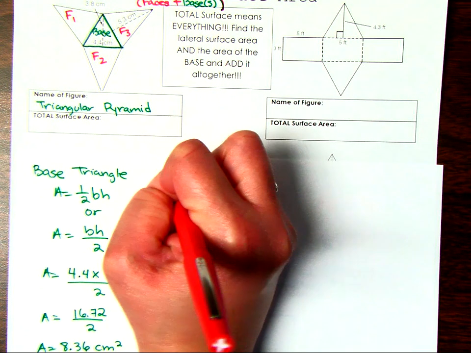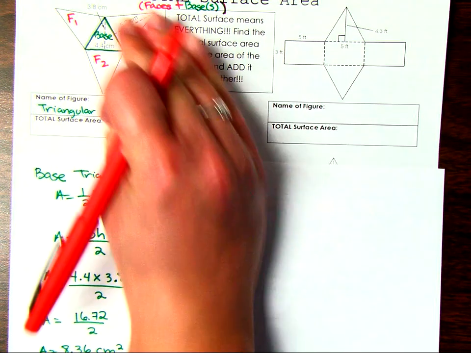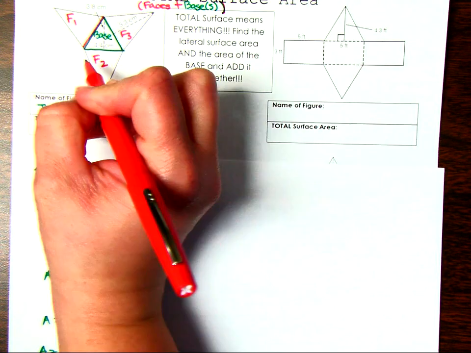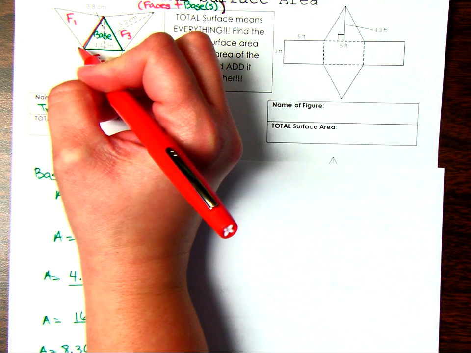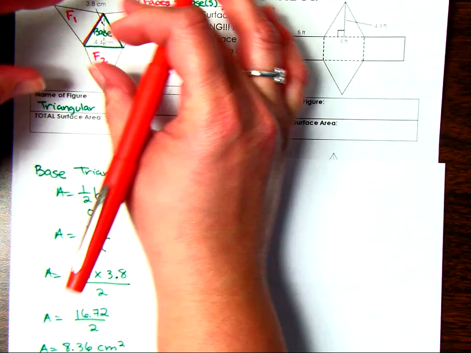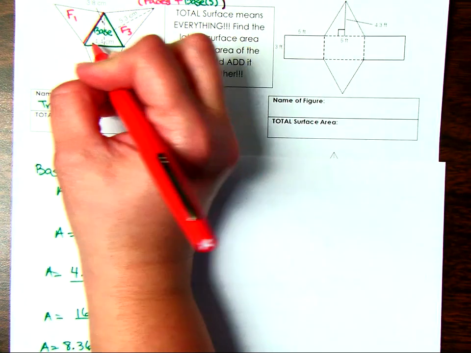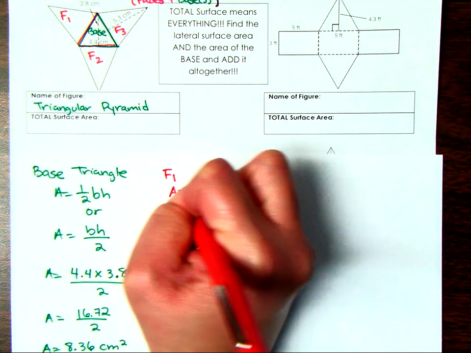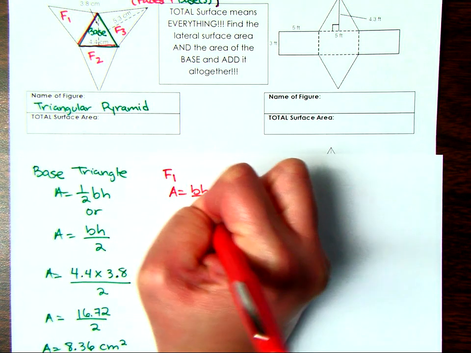So I'm going to say face 1. So if we look and we're just looking at face 1, right here is the base. And if they don't give me another number right here, and if I were to fold that up and fold this up and fold that up, these would all meet at that vertex. So we're going to say that the base is also 4.4. So area equals base times height divided by 2.